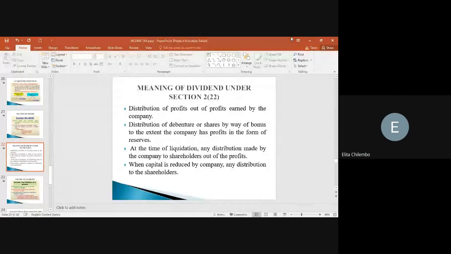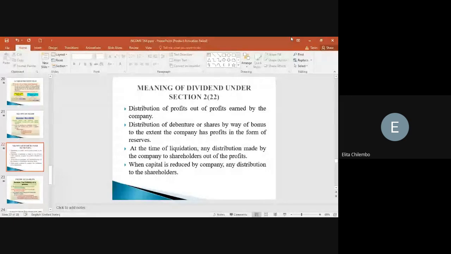Sir, I have a question. If you are working for a company and they give you a bonus apart from your salary, is that called dividend as well?